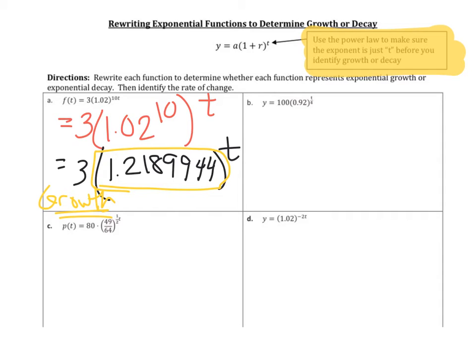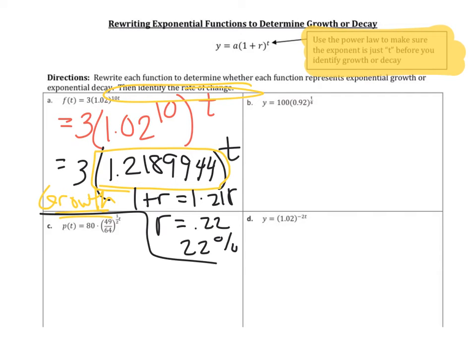Now, what is that growth rate? It says identify the rate of change. Well, we're going to do what we just did. It's 1 plus r equals 1.218. Subtract over my 1, and I get 0.22, basically, if I round. So I would say it's growing by 22%.